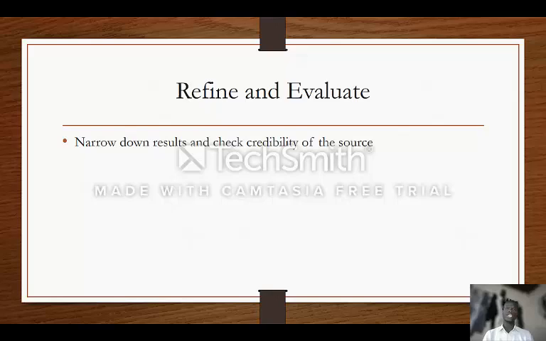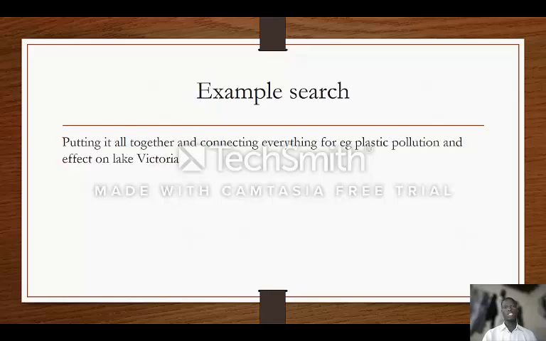Next slide. Define, refine, and evaluate. Narrow down results and check the credibility of the source. So it narrows, brings you closer to the meaning of the word, and it gives you confidence, like credit, to feel like indeed I've searched for the right information. We go to the next slide.